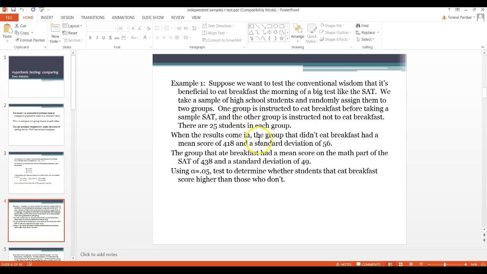So we've got 25 students in each group, and in the group that didn't eat breakfast, this was their mean and standard deviation, and then these are the results for the other group. And so we want to test at the 0.05 level whether students who eat breakfast score higher than those who don't.